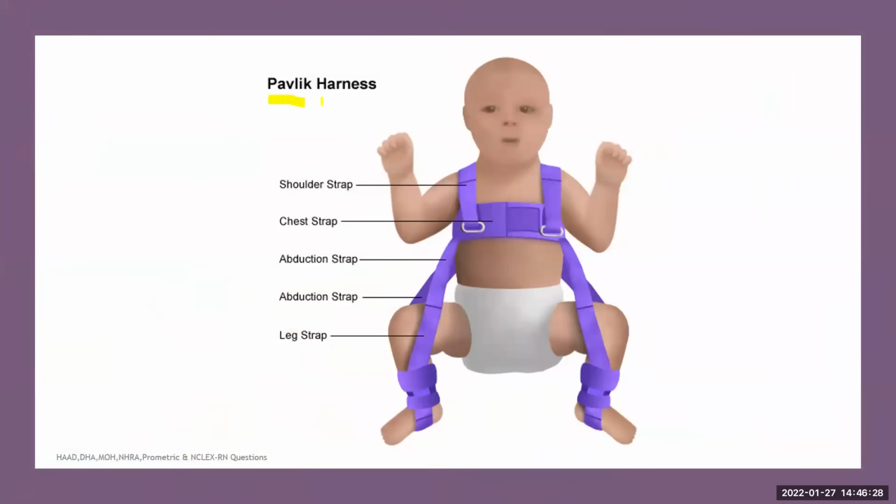What is this? Pavlik harness. Okay, this is called a Pavlik harness, and this is usually used to treat hip dislocation or congenital hip dysplasia. Congenital hip dysplasia and hip dislocation can be treated by using a Pavlik harness.